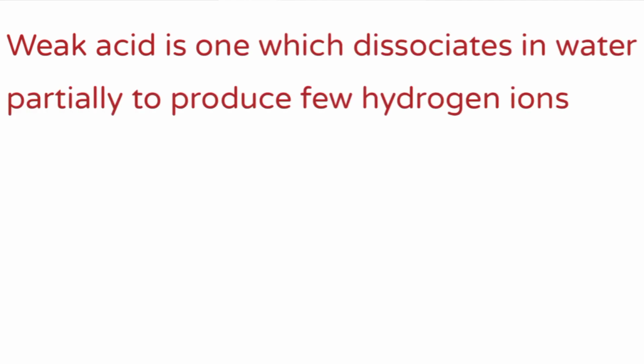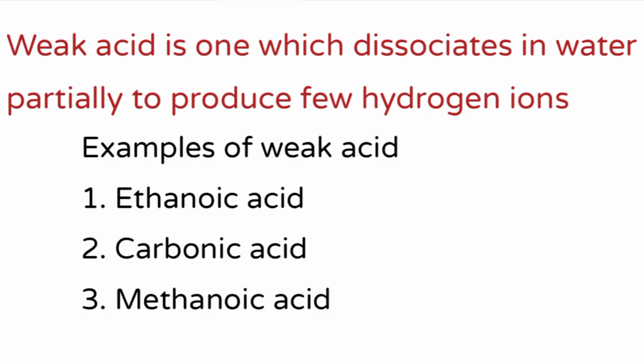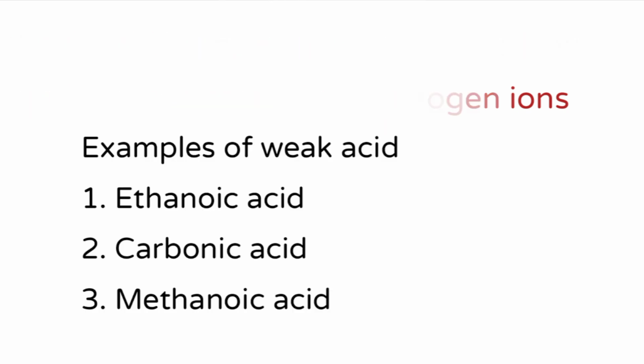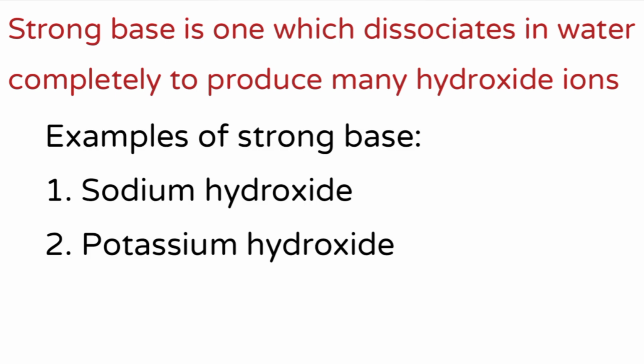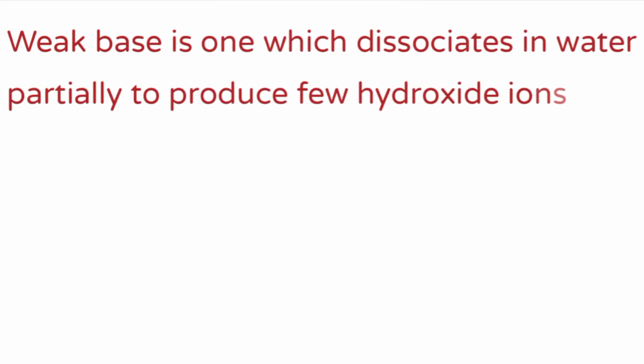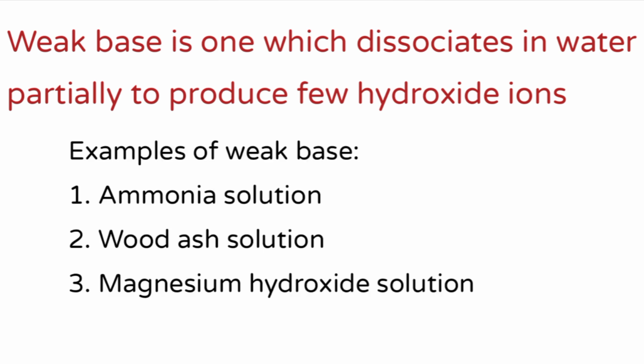A weak acid is one which dissociates partially when dissolved in water to produce few hydrogen ions. Examples include ethanoic acid, carbonic acid, and methanoic acid. A strong base is one which dissociates completely in water to produce many hydroxide ions. Examples include sodium hydroxide, potassium hydroxide. A weak base is one which dissociates partially when dissolved in water to produce few hydroxide ions. Examples include ammonia solution, wood ash solution, magnesium hydroxide solution.